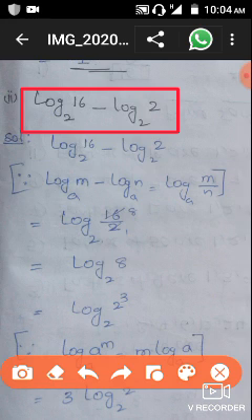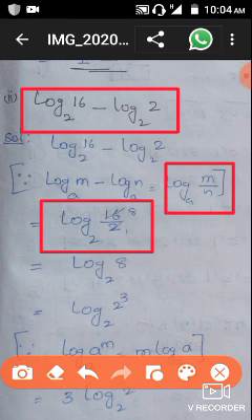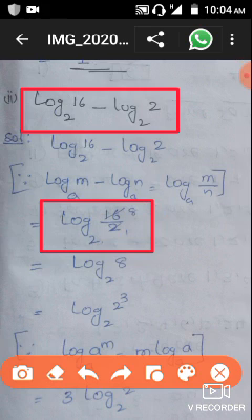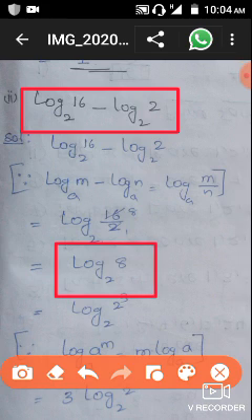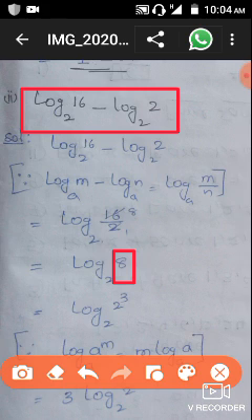So in the next step we write in this form, log m by n. In the place of m, 16 will come, and in the place of n, 2 will come. By cancelling, 2 ones are 2, 2 eights are 16. In the next step, log 8 base 2 will come. Then 8 we can write as 2 power 3, so log 8 for base 2 becomes log 2 cube for base 2.